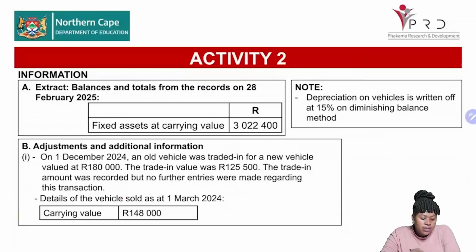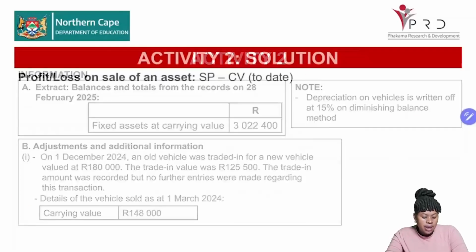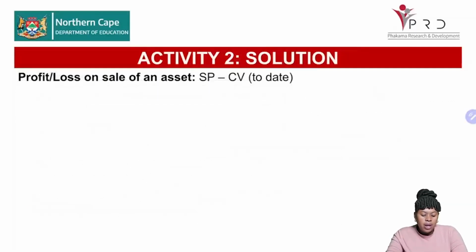Welcome back, grade 12s. Now let's quickly analyze the information. We have sold something, and obviously some of the things have depreciated. Okay, so let's take that into consideration. And remember, they have given us the fixed assets at carrying value. So we calculate what we need to calculate. Okay, so remember how we calculate our profit and loss on the sale of an asset. It's the selling price less the carrying value to date. That means that we need to calculate the depreciation for this financial year.